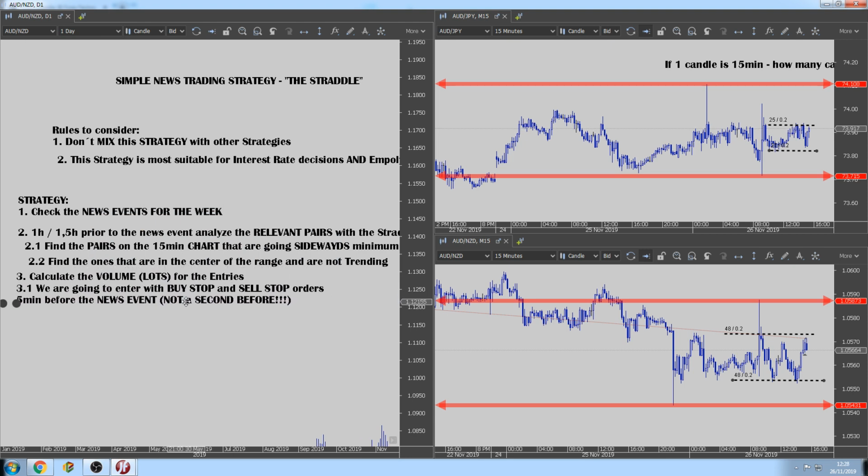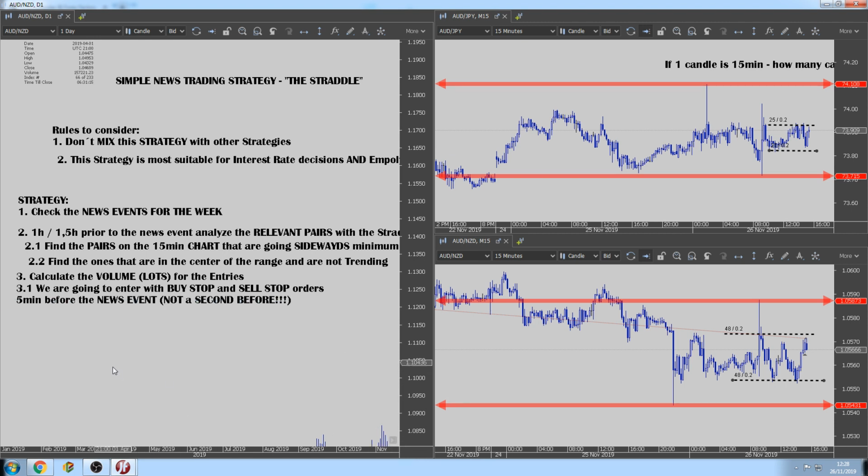Number 3, now we have analyzed all the AUD pairs. We have found out the most relevant that are going sideways, are not trending inside the range. Now what we need to do, we need to calculate the volume or the lots for the entries. Okay, because we are going to enter with the buy stop and sell stop order 5 minutes before the news event, and not a second before, not 6 minutes before, not 7, not 12, not 3, 5 minutes before the news event. We are going to enter with the buy stop order and the sell stop order.